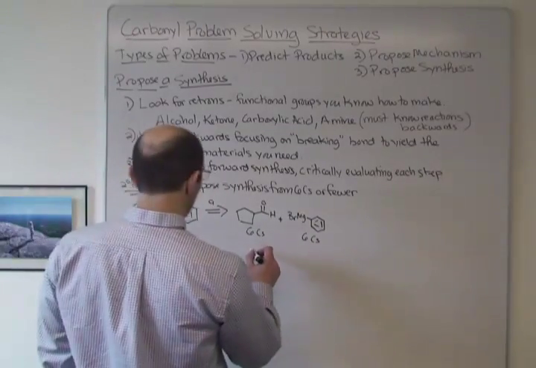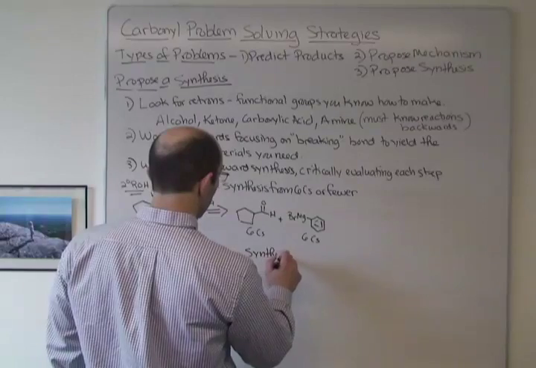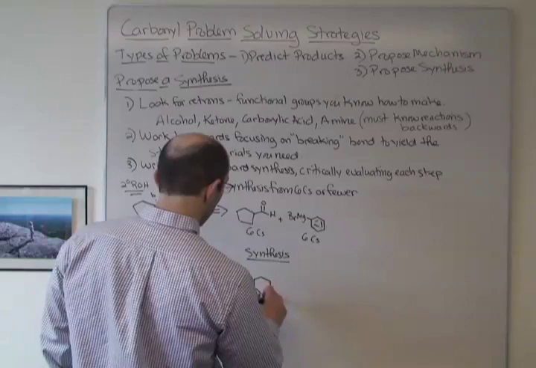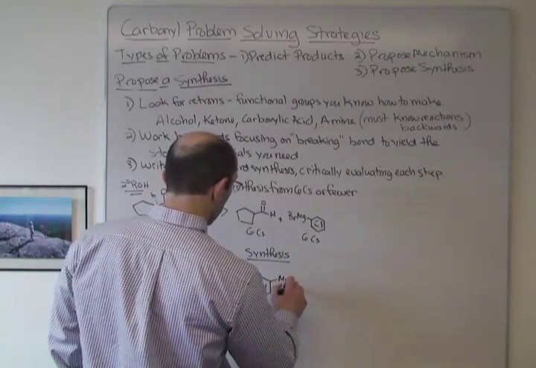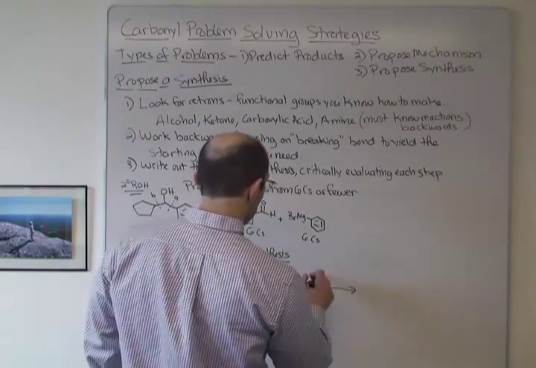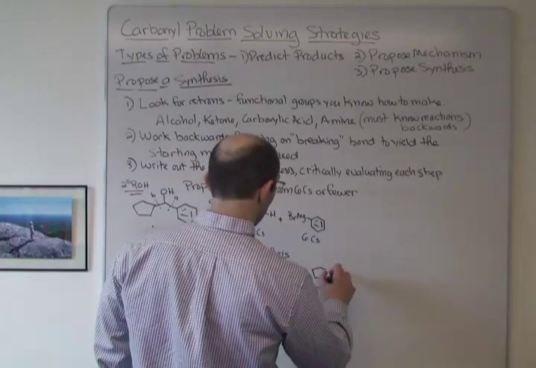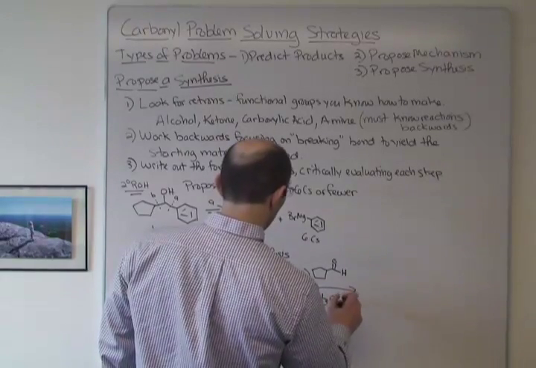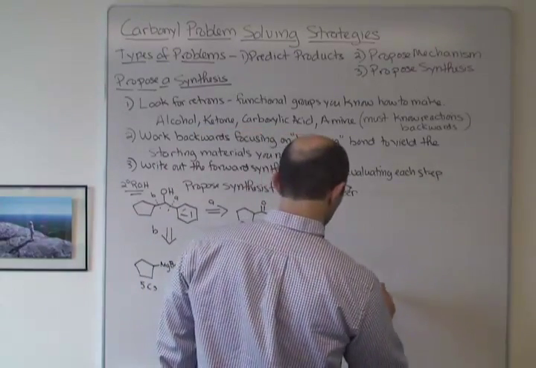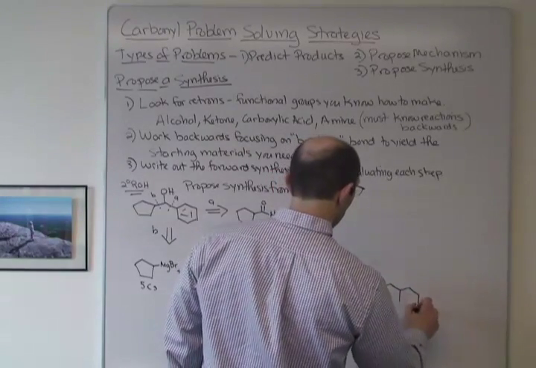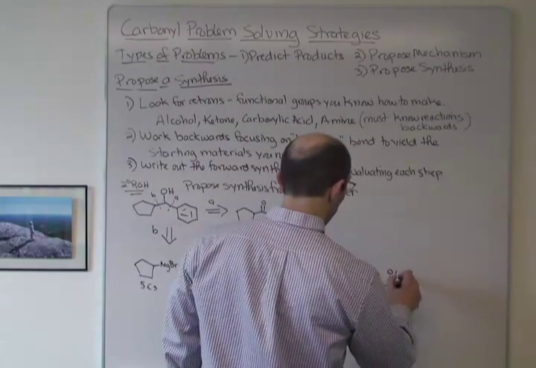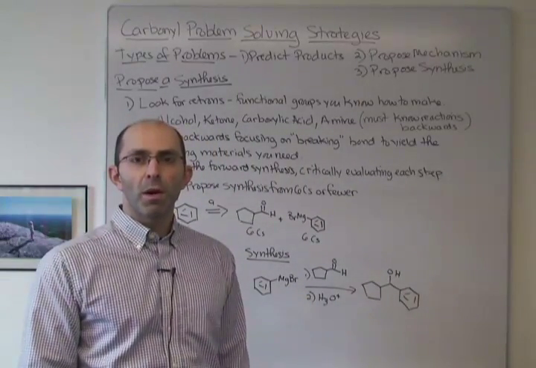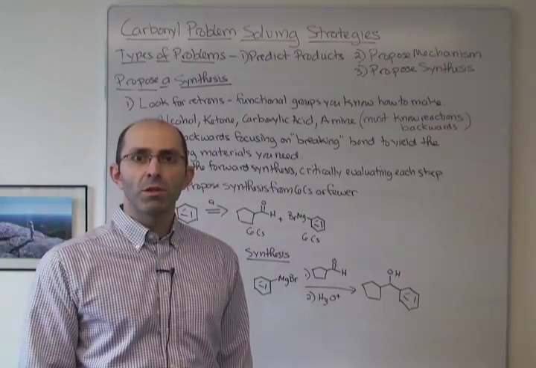So now we can propose the synthesis. All right, so our synthesis would be phenyl magnesium bromide. Step number 1, we're going to add the aldehyde. Step number 2, we're going to add acid, and that's going to give us our target secondary alcohol. All right, so I hope these examples and strategies are helpful as you think about the problems that you're working on right now, and we'll continue to talk about this in class.